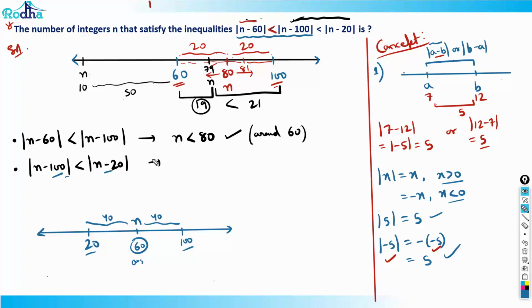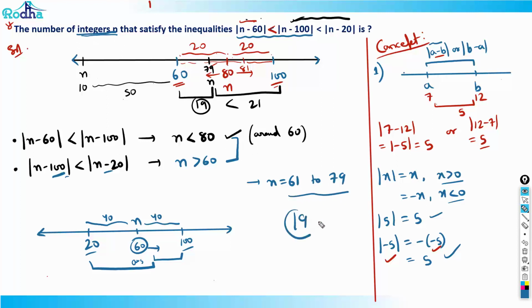So now I want the distance from 100 to be less than the distance from 20. That means n should move toward this side such that this distance is lesser and this distance is more. So n should be greater than 60. Combining these two statements, how many integer values of n will satisfy this? n is greater than 60 and less than 80, so n can take all integer values from 61 to 79. So 19 is the answer to this question.